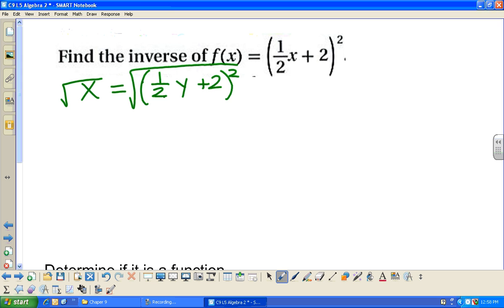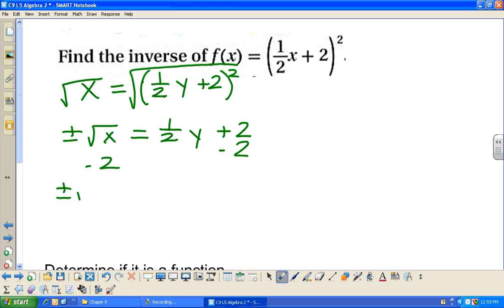When you're working backwards and you take a square root, you have to make sure to include your positive and negative numbers. We need both positive and negative because negative 2 squared is the same thing as 2 squared. So I have to subtract 2 from both sides. To get rid of 1/2 times y, I have to multiply both sides by 2.